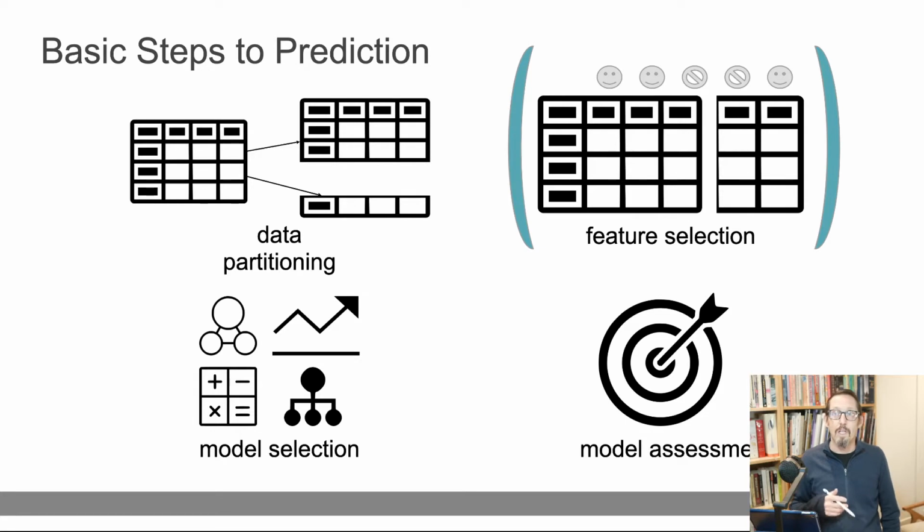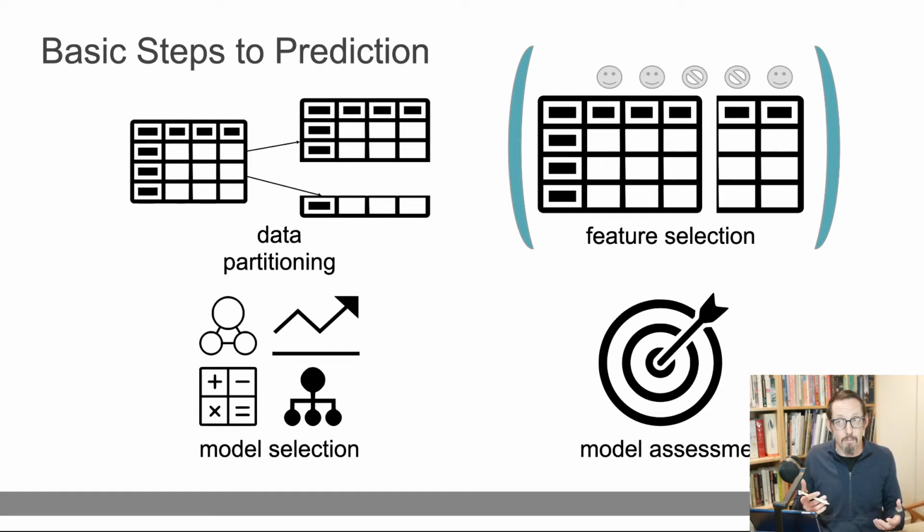All right, so we're going to give you an overview now of machine learning. We're going to break it up into 4 parts. First off, we have to partition the data that we've got into different chunks that we use for the machine learning process. And then we're going to absolutely do model selection. In many cases, you're going to do feature selection as well. And then we're going to assess the models.